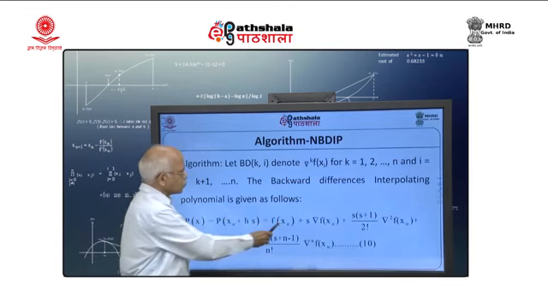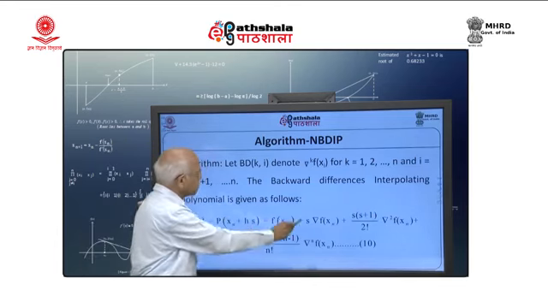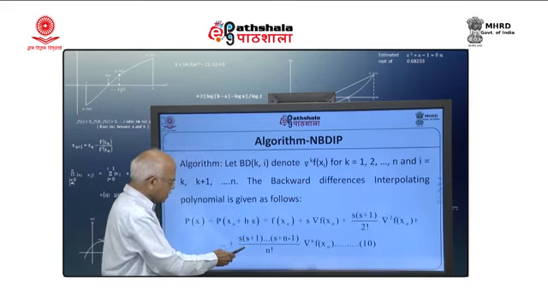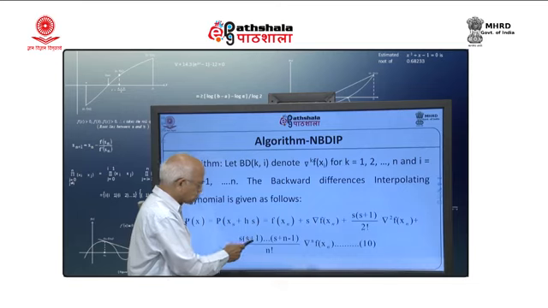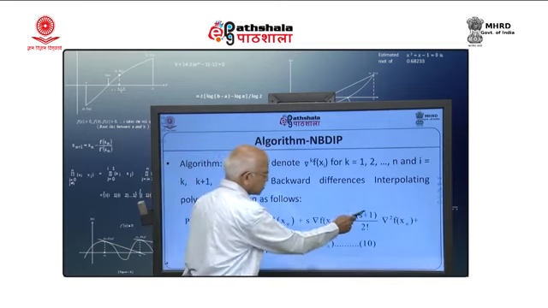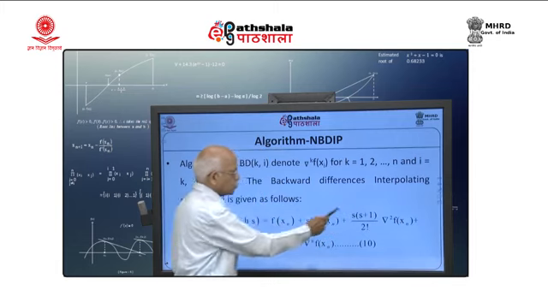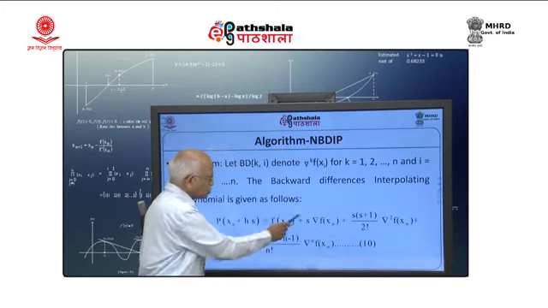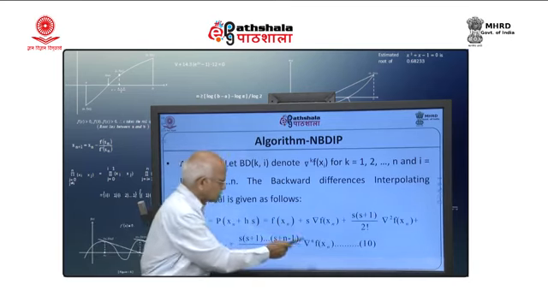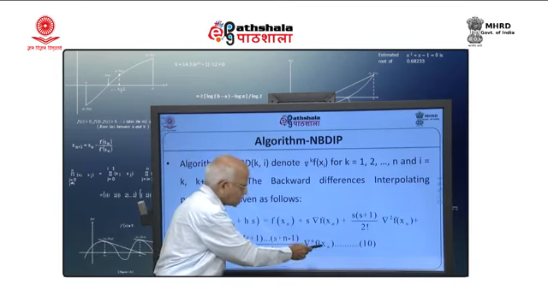So, that s I am computing, and then my backward difference interpolating polynomial will be given by this formula. Here you can see that the last term is s into s plus 1 up to s plus n minus 1 upon n factorial. The second term will be s into s plus 1 by 2 factorial, and the coefficients are nothing but the backward differences, and these backward differences are evaluated at the last node, that is x n.